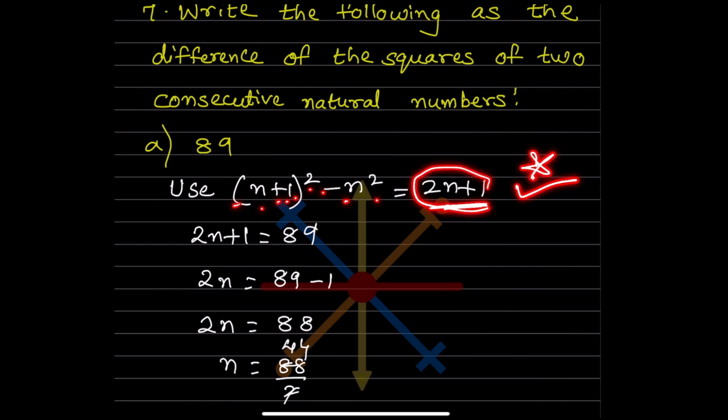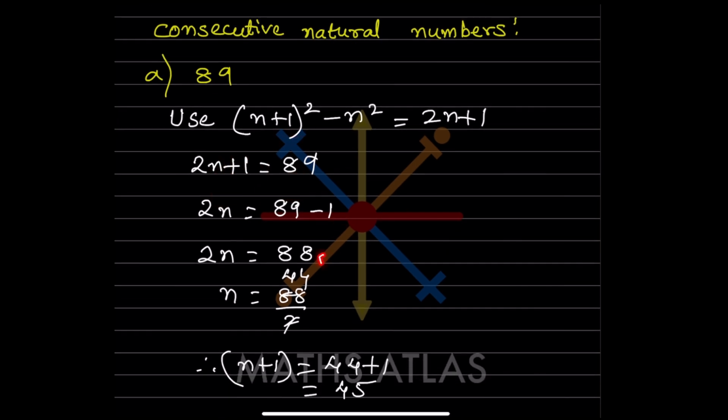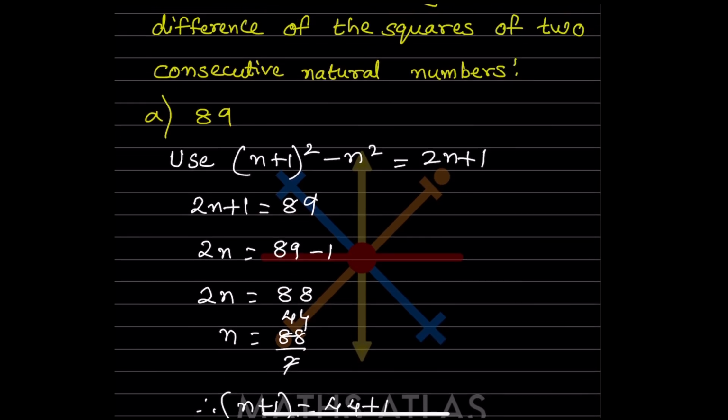So now here 2n plus 1 is equal to 89. So when you solve this part, what is that going to be? 2n will stay on this side, and when you take this on the other side, that is going to be minus 1. So 2n is 88. So n will be 88 divided by 2, that is going to be 44. So n is 44. Then what will you see? We want the squares of two consecutive numbers.